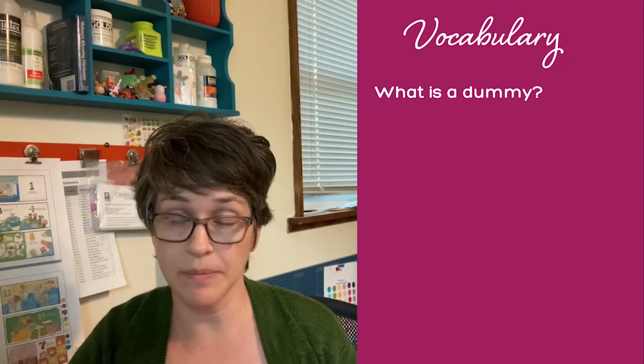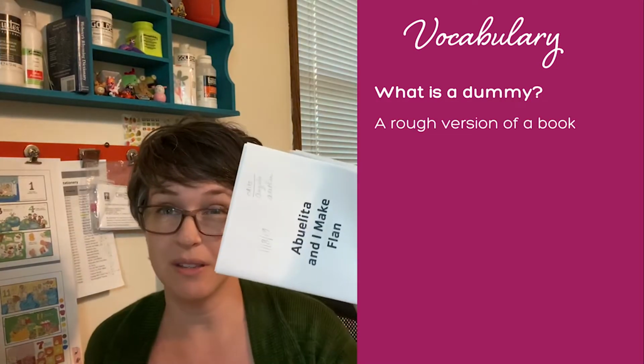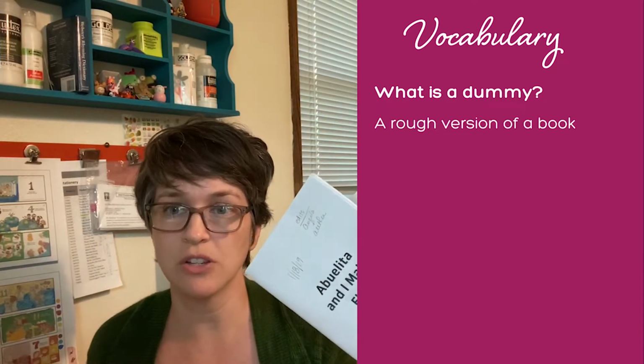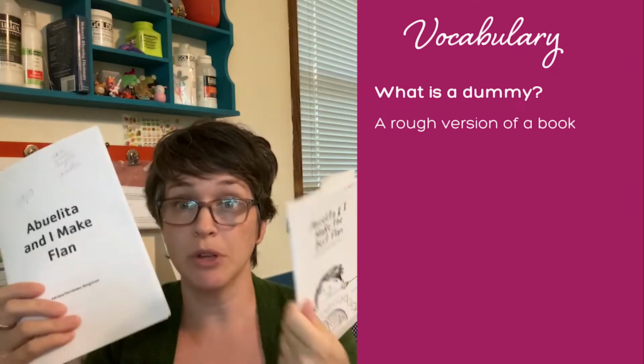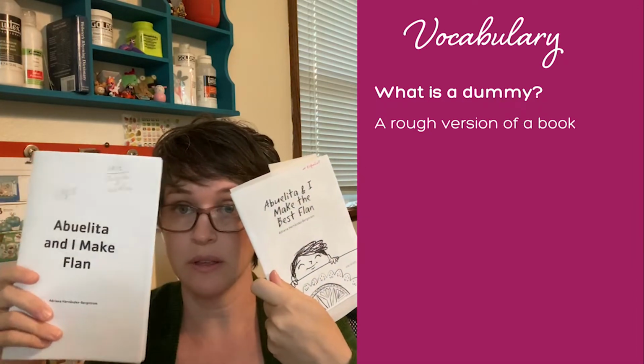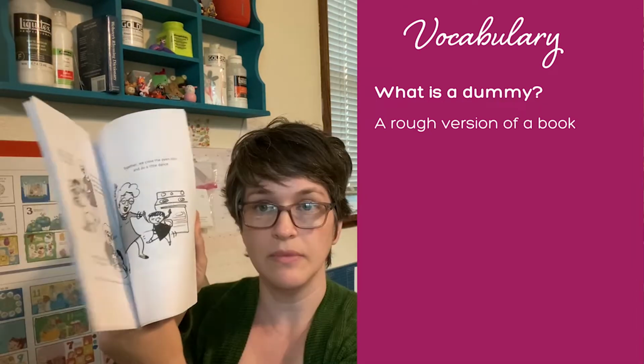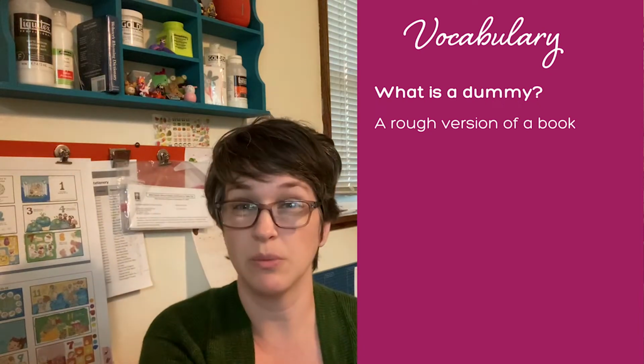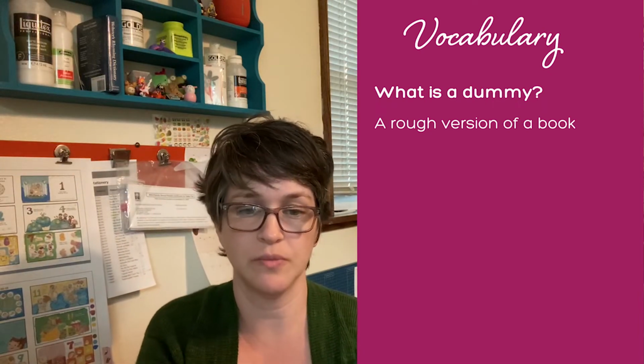What is a dummy? A dummy is a rough version, usually sketched in black and white or gray, of a picture book. It looks like this. They're like miniatures of the book. They help an illustrator visualize what the book may look like page to page.